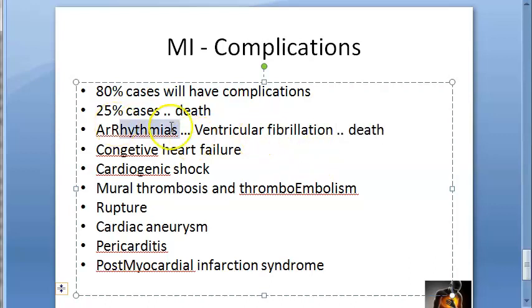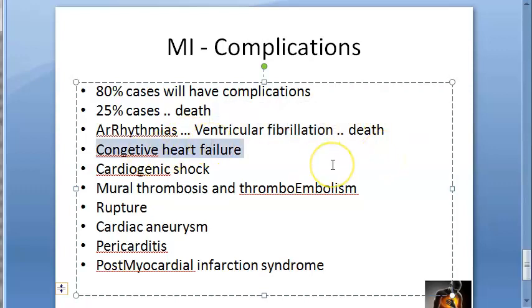Do you know the categories of arrhythmias? You can have tachycardia, or tachyarrhythmia you can say, then you can have flutter, and the highest is going to be fibrillation. Fibrillation is going to be the most severe, which can lead to death.